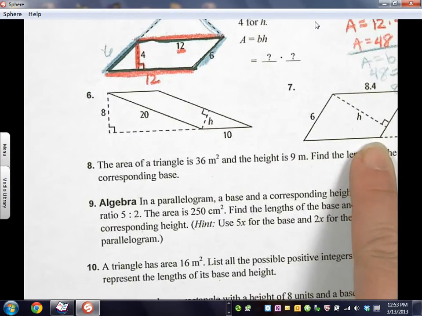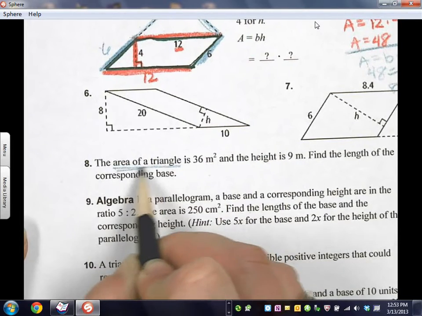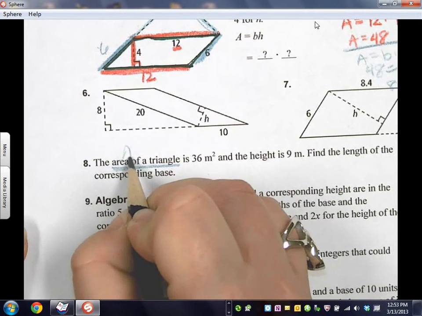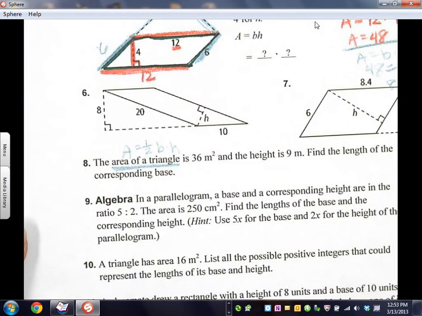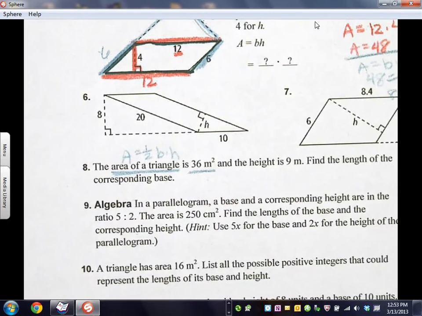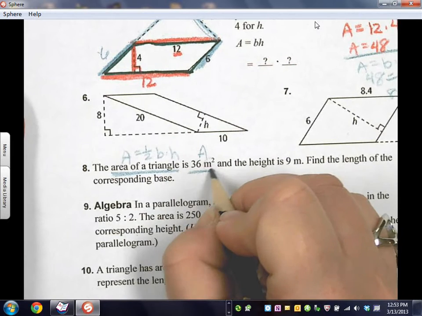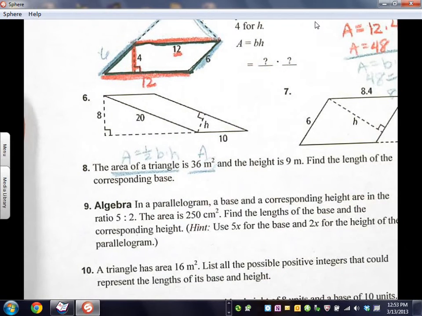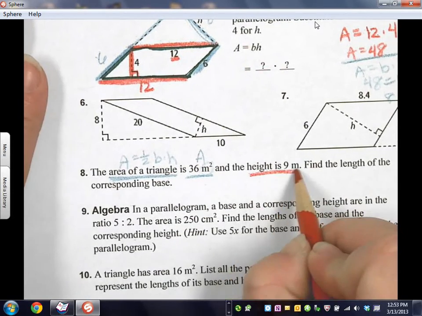Let's look down here at 8. The area of a triangle. First of all, what is that formula? Area equals 1/2 base times height. The area is this much. That's my A, my capital A. I know that one because there's this meter squared too, because that means it's an area. And then it tells me my height is 9.